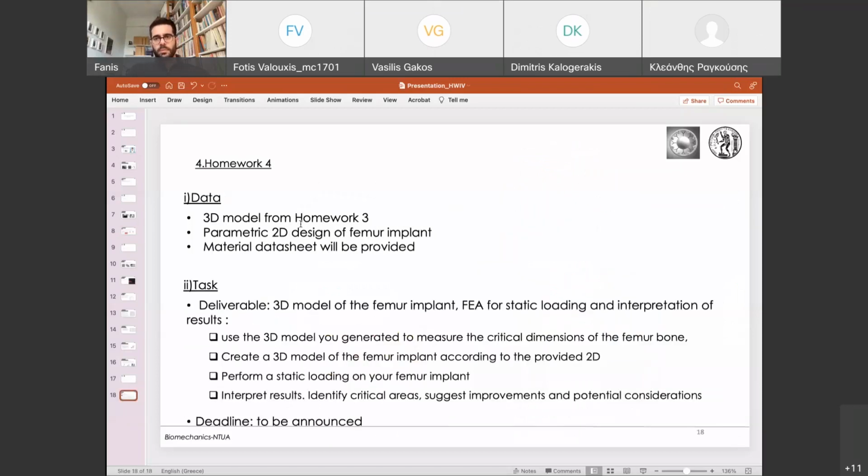You're going to produce the 3D model. You can extract the critical dimensions from your 3D model from the previous assignment. You're going to use this to design a new 3D model. I will provide you with a material dataset and what material to choose. If you're using SolidWorks, I will make sure that the material properties are pretty close to the already provided material, so you don't need to define every property from scratch. The deliverable will be, on the one hand, the 3D model, and on the other hand you will need to perform the finite element analysis.